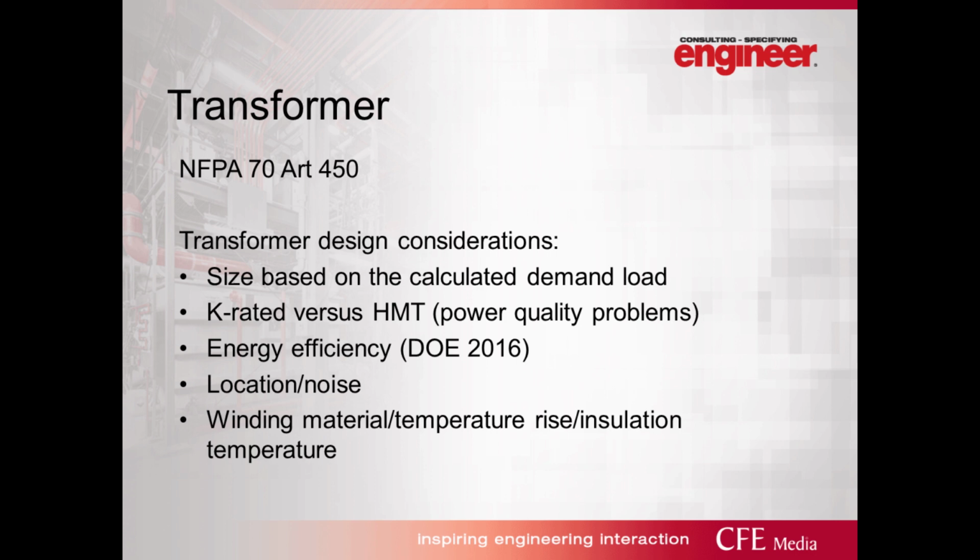More efficient transformers tend to have a lower temperature rise and a higher installation temperature rating. This can help to extend the lifespan of the equipment. As far as the materials, they can be built with copper or aluminum windings. Aluminum is cheaper, but built bigger.